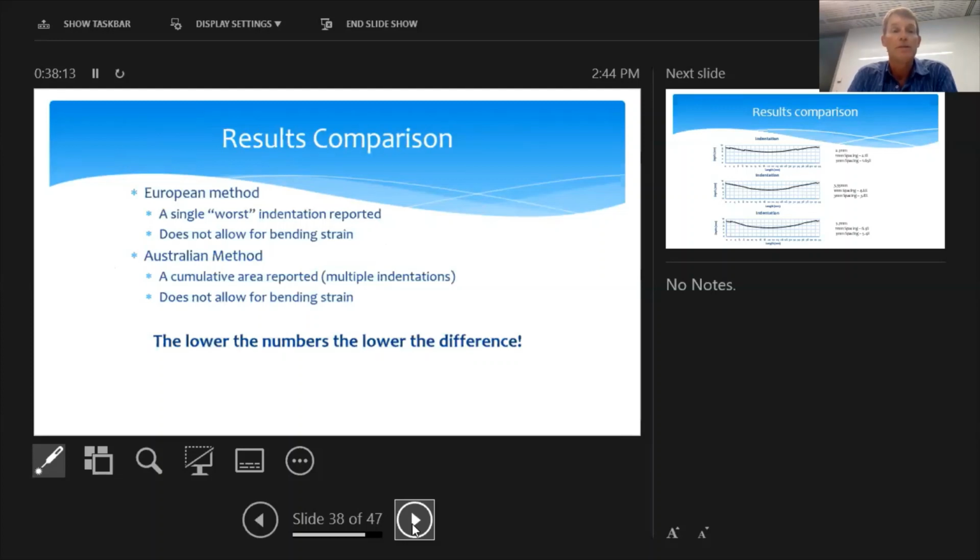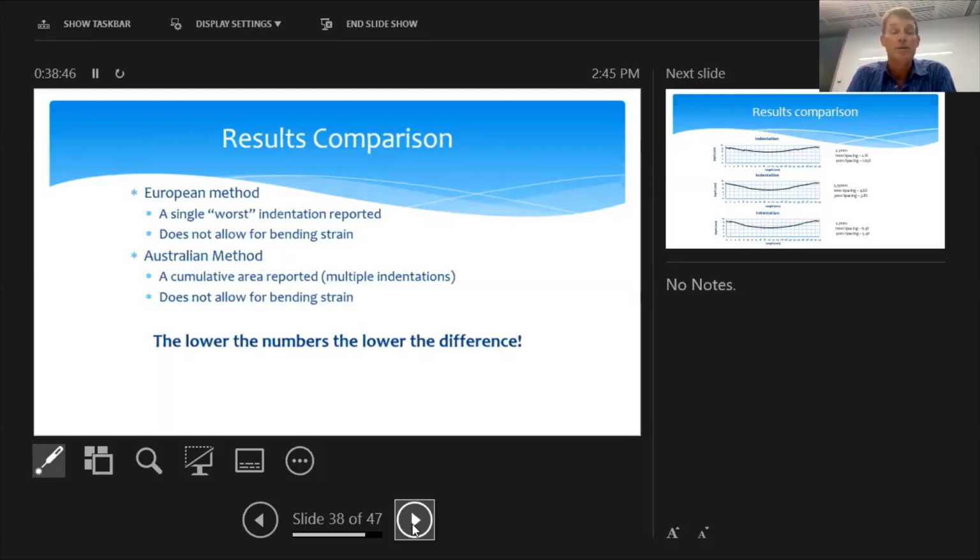So, in terms of the results comparisons, the European method looks at a single worst indentation, essentially. It doesn't allow for bending strain. The Australian method, where we use the laser scanning technique, uses a cumulative area, so there are multiple indentations that are added up to create the maximum strain, or strain area. And it also doesn't allow for bending strain.